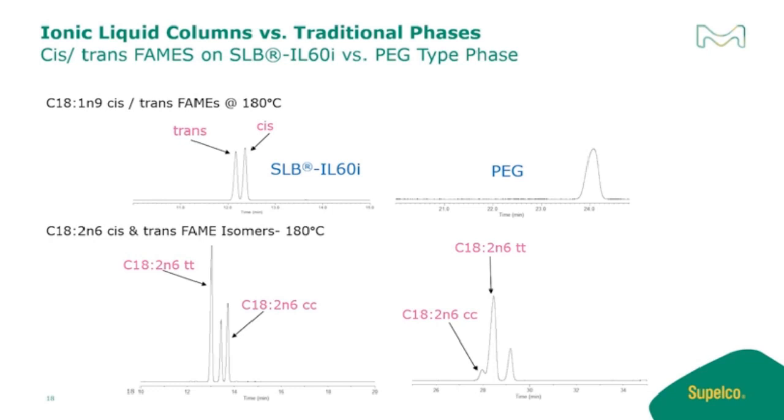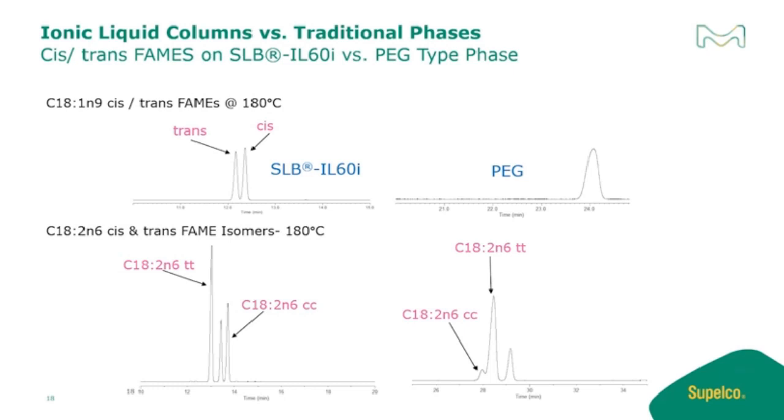Here's another example. I've done a lot of work in the area of FAME analysis, fatty acid methyl esters, and here we show the separation of some monoenoic fatty acid methyl esters on the SLB-IL-60i versus a traditional PEG phase. So if you look at this methyl oleate and methyl elaidate on the SLB-IL-60i, the trans isomer elutes prior to the cis isomer. On a traditional PEG phase, when they do separate, you always have the cis isomer coming out prior to the trans isomer.